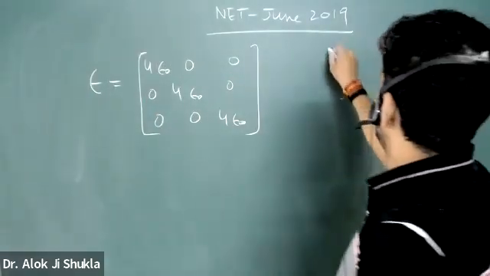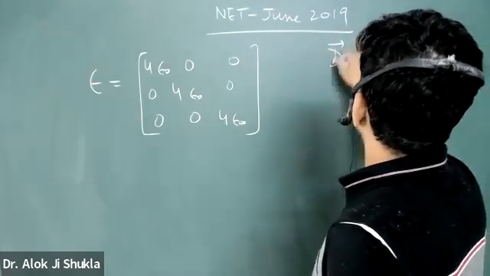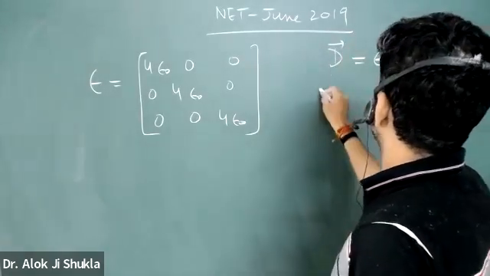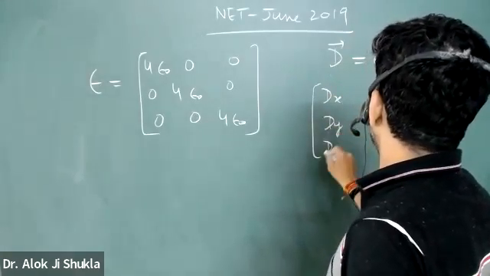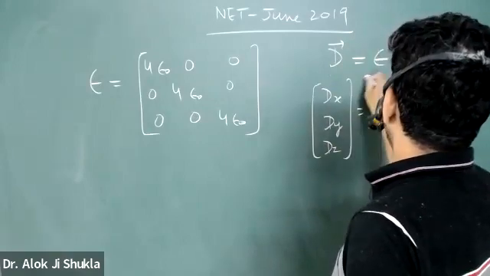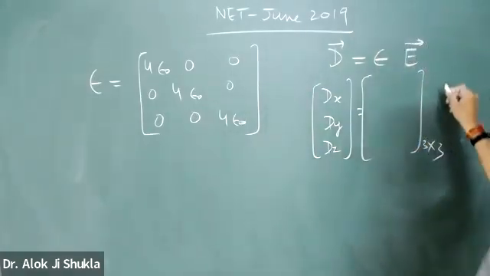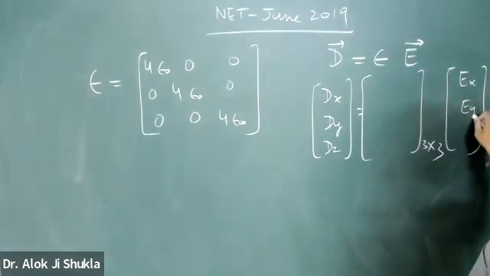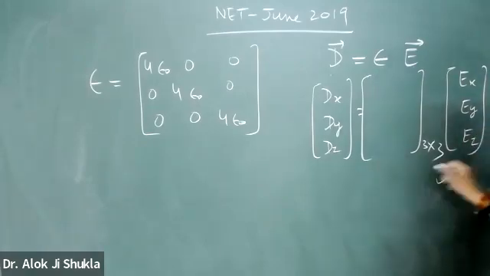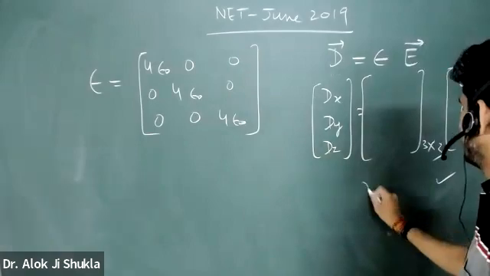You know D is equal to epsilon E. This is a vector, this is a vector, this is a tensor. So this is written as Dx, Dy, Dz. This is written as a 3 cross 3 matrix like this. And this is written as a vector Ex, Ey, Ez. This I have told you. For polarization also, for permittivity also, these all are tensorial quantities.